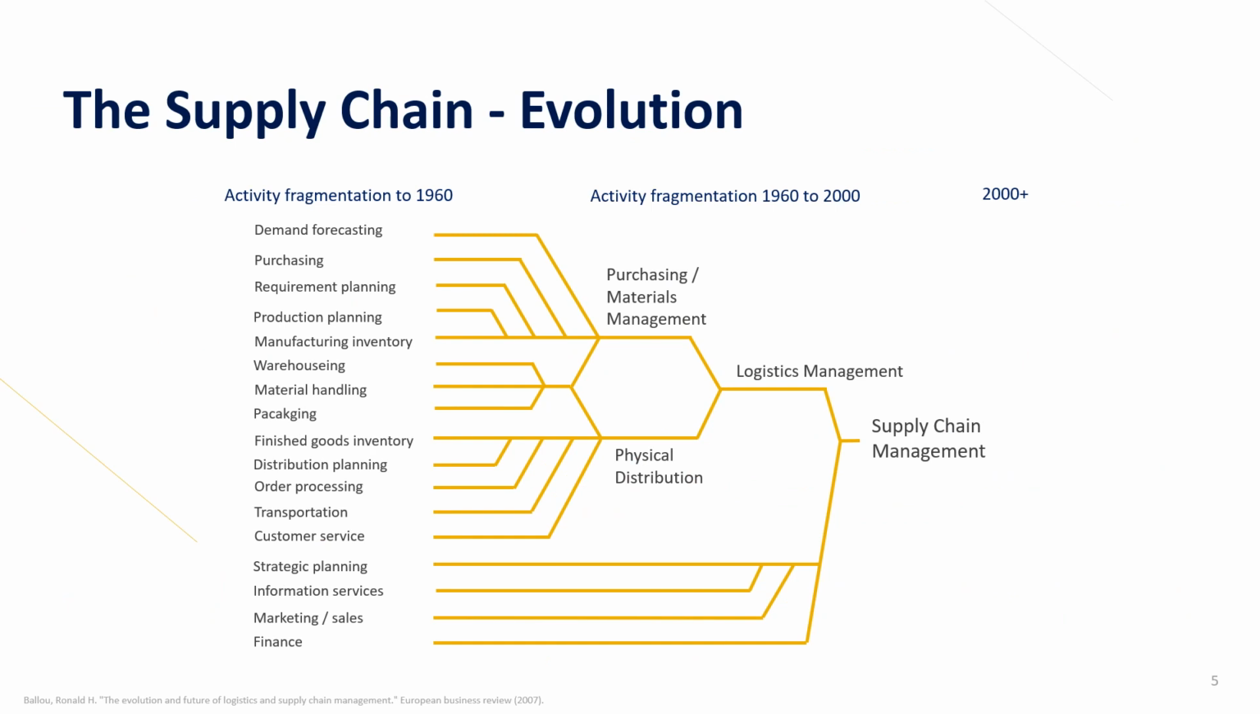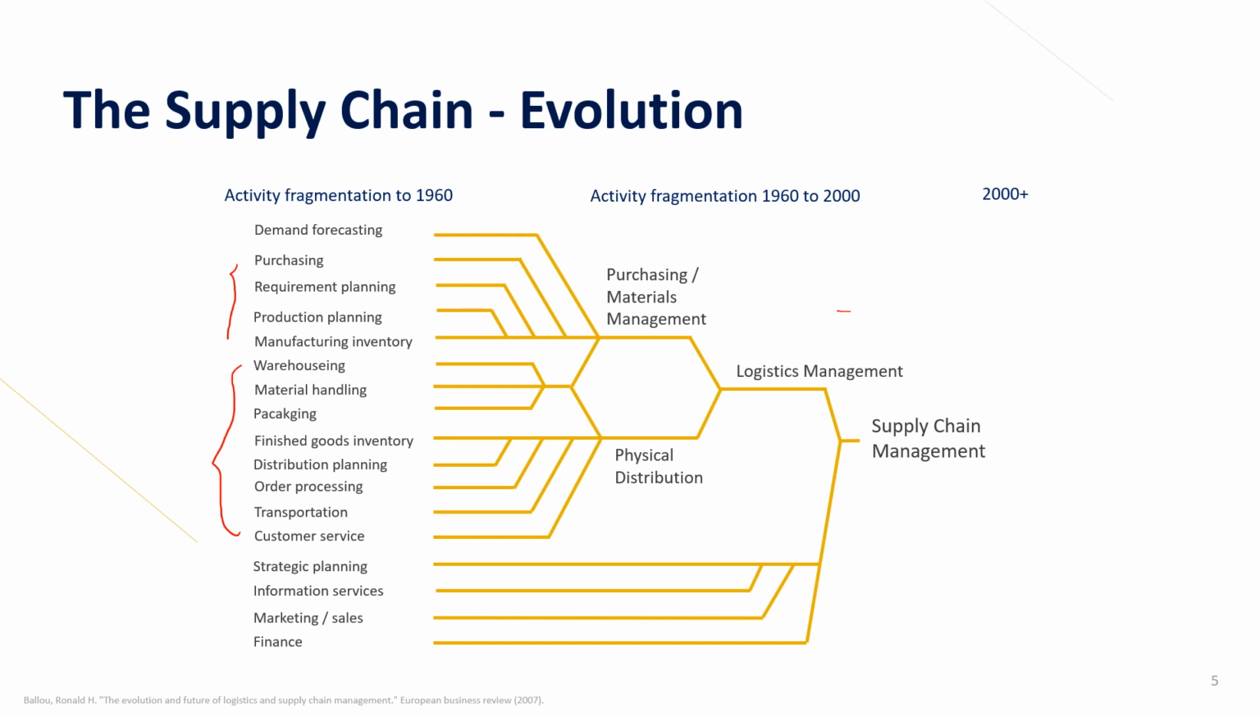Okay, the evolution of supply chain over the years was highly dependent on technological evolution, customer needs, as well as current market requirements. In earlier days, supply chain management was also known as material management and physical distribution, in which the activities include demand forecasting, purchasing, requirement planning, manufacturing, production planning, inventory, also warehousing, material handling, packaging, inventory, distribution planning, and so on.